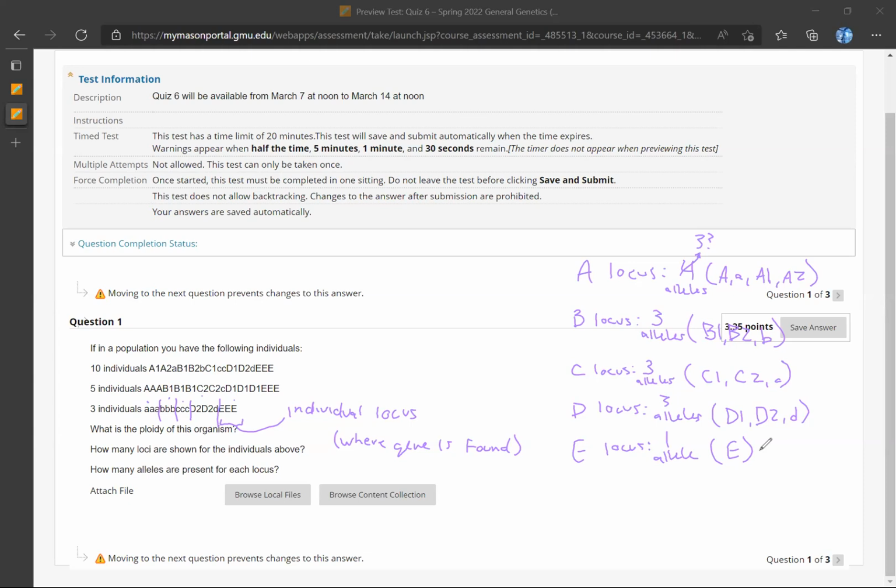Okay, so Joseph said he put 3 for all of them because there are 3 alleles at each locus. Yes, there are technically 3 alleles at each locus, but for example, for E, they're not 3 different alleles. They're all the same allele. So there's only 1 kind of allele present at each locus.